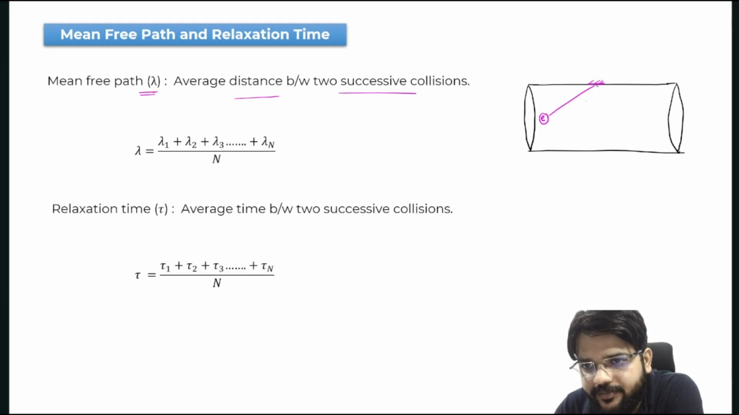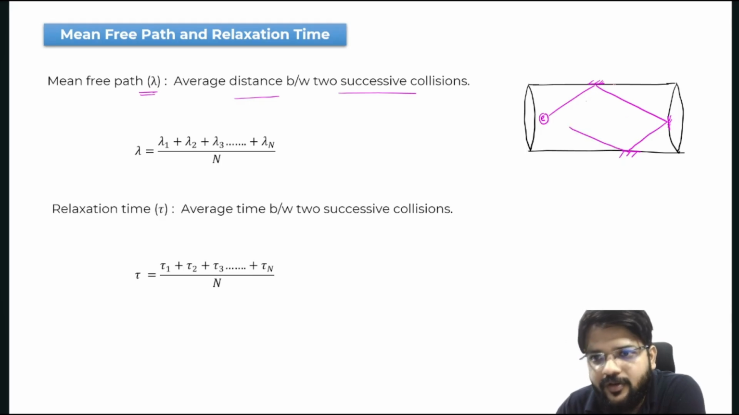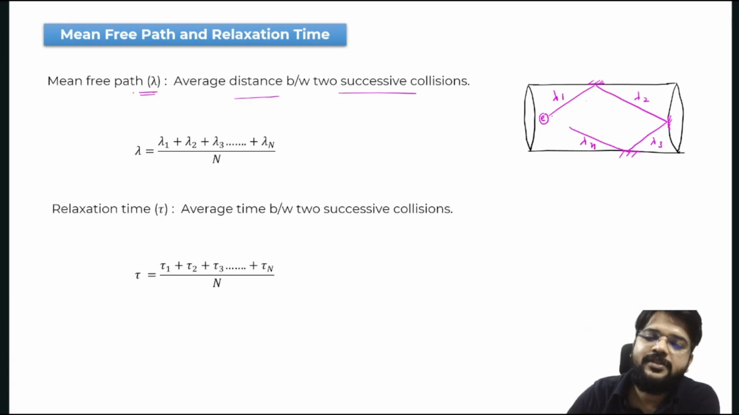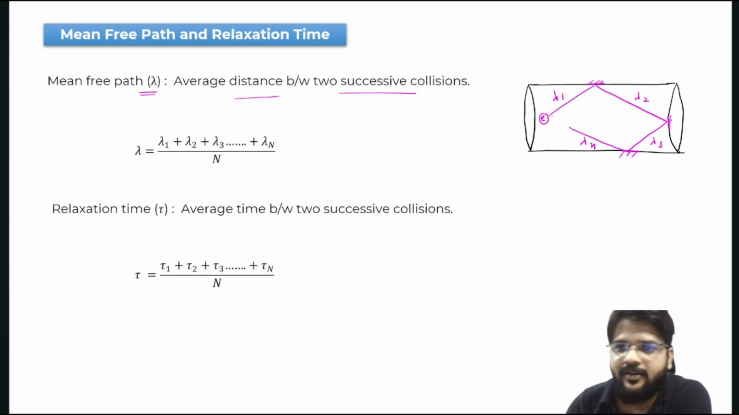And then it is going here, and here a collision is happening, then it is going here, and then it will move here. So from here to here it is free, so it is lambda 1, then it is again free, lambda 2, then it is lambda 3, and this is lambda n. Now take the average of all these free paths, correct? Add lambda 1, lambda 2, lambda 3, up to lambda n, and divide by n. So you will get the mean free path, correct?